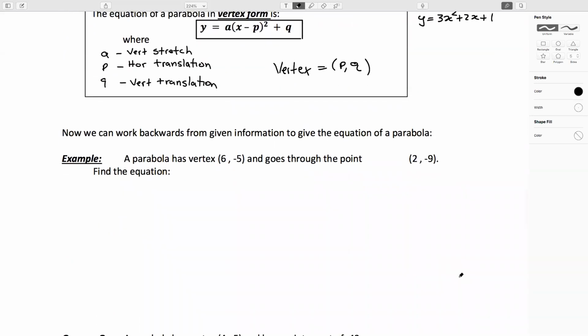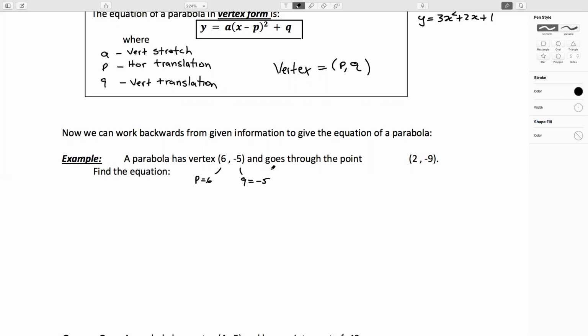So we can now work backwards from given information to find the equation of a parabola. So this is where it all kind of ties together. If we're given information on the function, we can build vertex form, and we can solve for anything we don't know. So a parabola has a vertex 6 and minus 5 and goes through the point 2 and minus 9. Find the equation. Okay, well, if we have vertex form, I know p is going to be 6. And I know q is going to be negative 5.